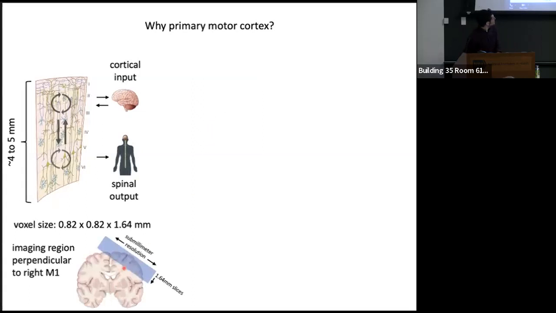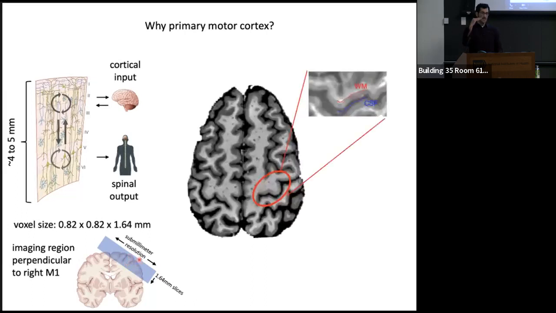So M1 is positioned, this is a little blurry, but it's often called the hand knob, the hand selective region. It's this knobby little guy right here. And so what we can do with our field of view is position it perpendicular to this hand knob so that we're looking down on it, essentially, so that our thicker slices are cutting across the gyrus, but the sub-millimeter resolution is still in plane. So our slices are thicker, but if you look within any one of those slices, we have high resolution.